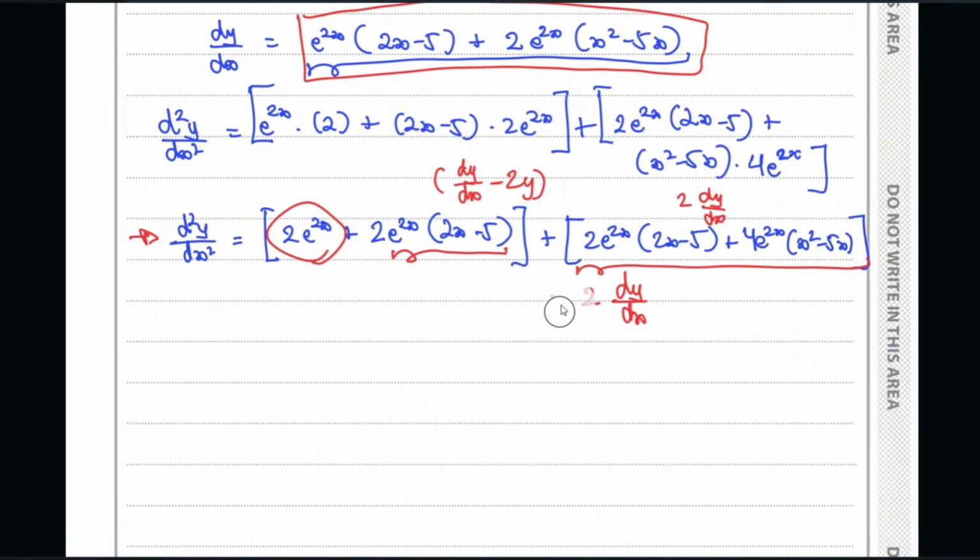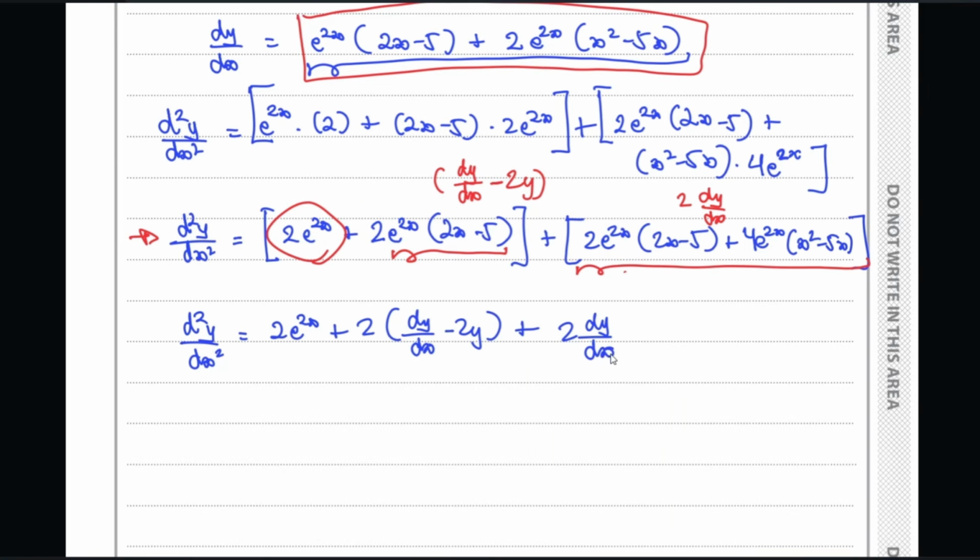Let me remove this and let's rewrite this. So this becomes d squared y over dx squared equals 2e to the power 2x plus, we have this 2 here, 2 times dy by dx minus 2y, which is this. We've replaced it, and plus this 2 times dy over dx. Let's simplify this further. So 2e to the power 2x plus 2 dy over dx minus 4y plus 2 times dy over dx, and all of this is equal to d squared y over dx squared.